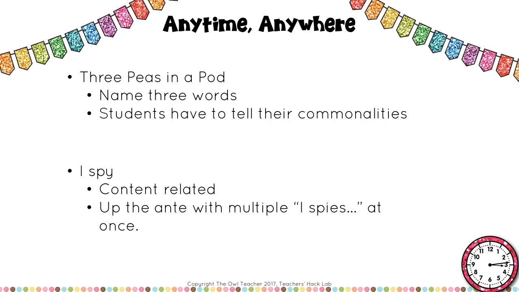Another thing you could do is you could up the ante with multiple I spies at once. So you could give multiple clues for multiple different spies. So for instance, you could say, I spy something a dinosaur will eat, a purple hexagon, and an object that rhymes with floor. So then a student would have to name 3 different items and put them all in the order of the clues that you gave.